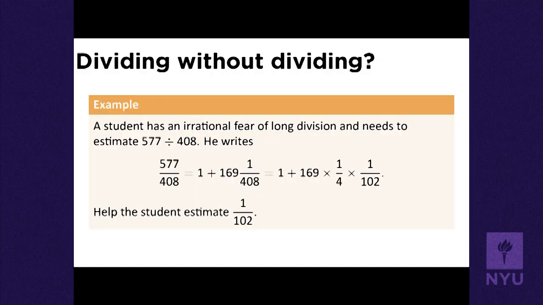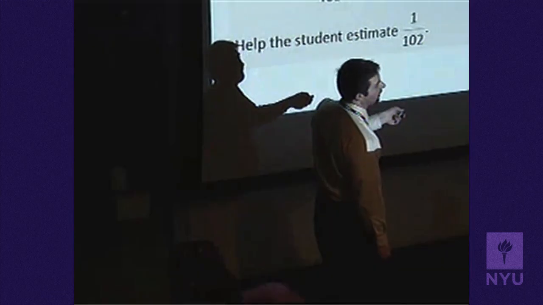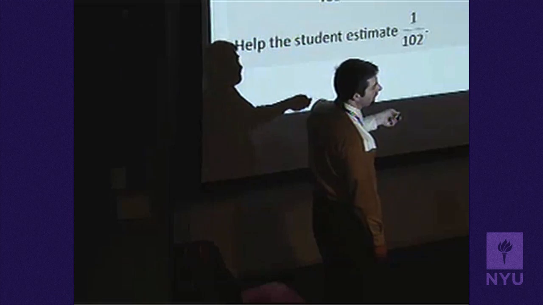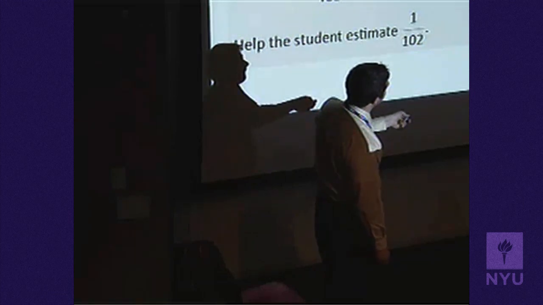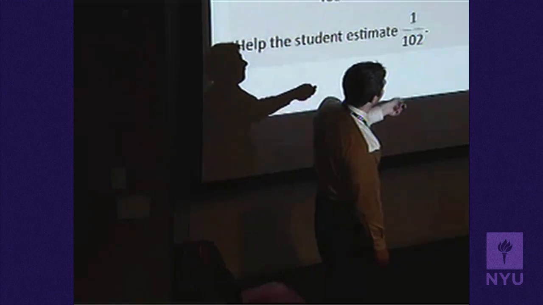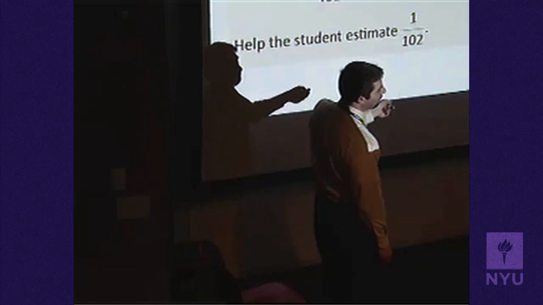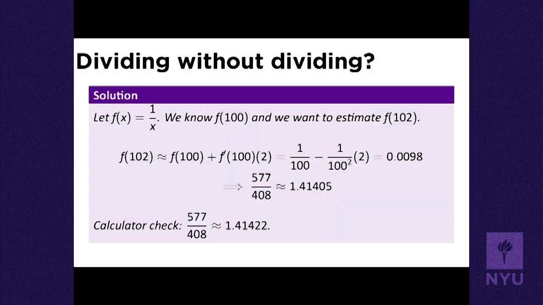Okay, so before we got started with linear approximation, what we said was that 577 divided by 408 was 1 plus 169 times the fourth times 1 over 102. So if I can estimate this, then I just have to multiply by 0.25, multiply by 169, add 1, and that'll be my approximation. So that's what I did here. I took this number, multiplied by 0.25, multiplied by 169, and then added 1, and this is what you get.